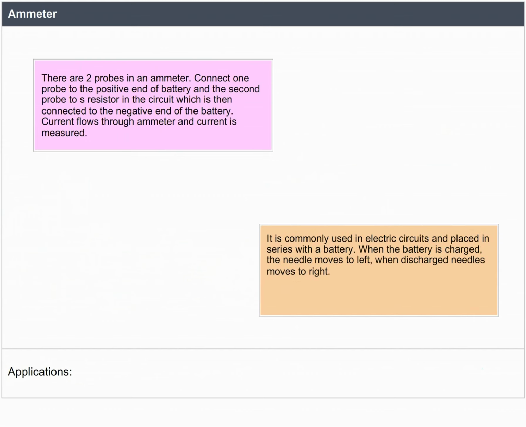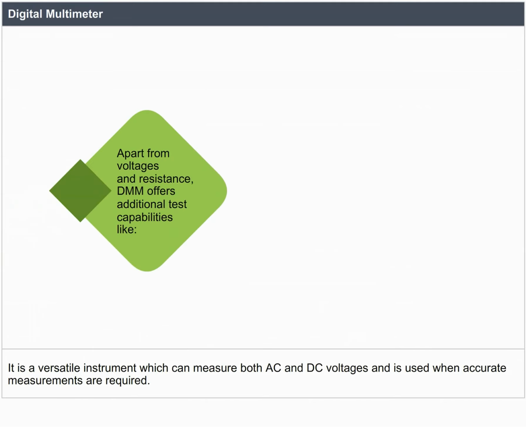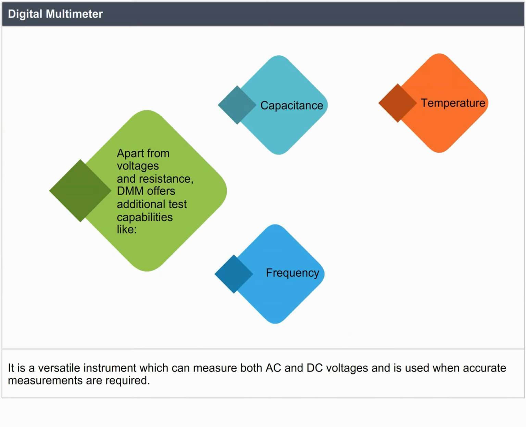Applications. It is commonly used in electric circuits and placed in series with a battery. When the battery is charged, the needle moves to the left. When discharged, needle moves to right. Digital multimeter. It is a versatile instrument which can measure both AC and DC voltages and is used when accurate measurements are required. Apart from voltages and resistance, DMM offers additional test capabilities like capacitance, temperature, frequency, continuity.